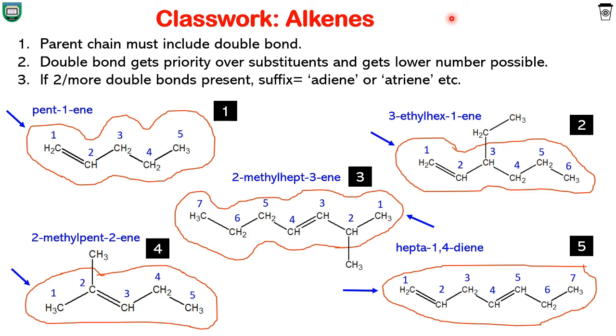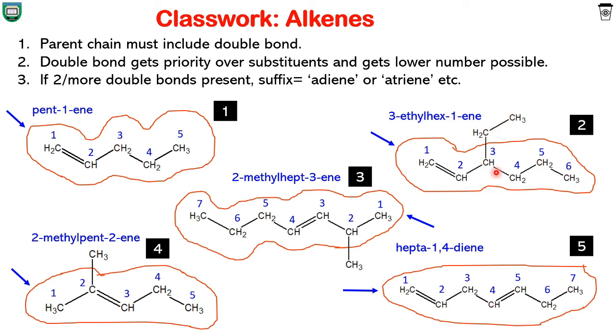Okay, so a few more rules. In alkenes, the parent chain must include the double bond, and the double bond gets priority over other substituents and gets the lower number. So let's look at the second molecule. You can number from top to bottom right, or you can number from left to right. If you go left to right, this includes a double bond, or you can go from this methyl to this methyl, that is top to bottom right.